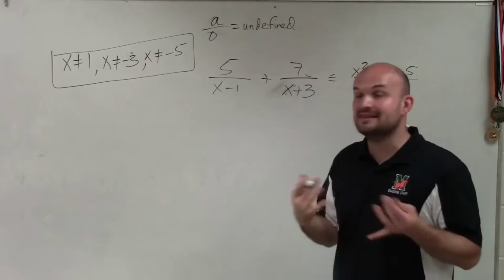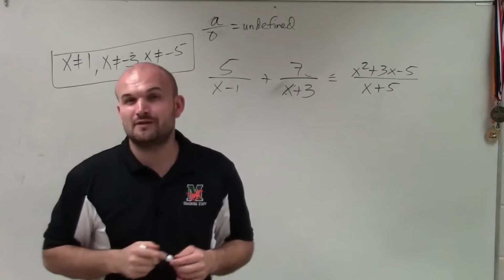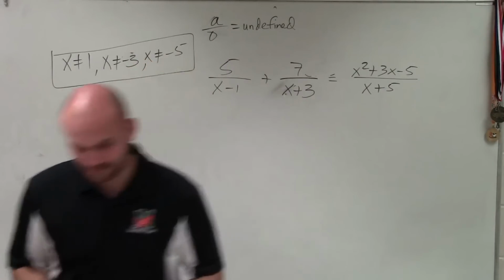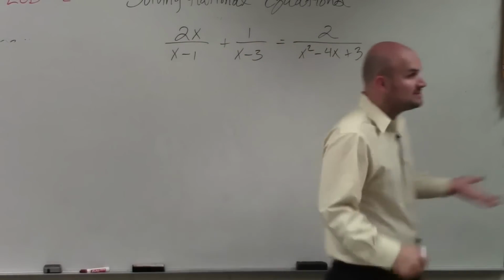And there we go, ladies and gentlemen. That is why we put restrictions on. And that is just a little bit of a definition of extraneous roots as well as an introduction to asymptotes and holes. All right, so in this example, you guys can see we have variables in the denominator, right?